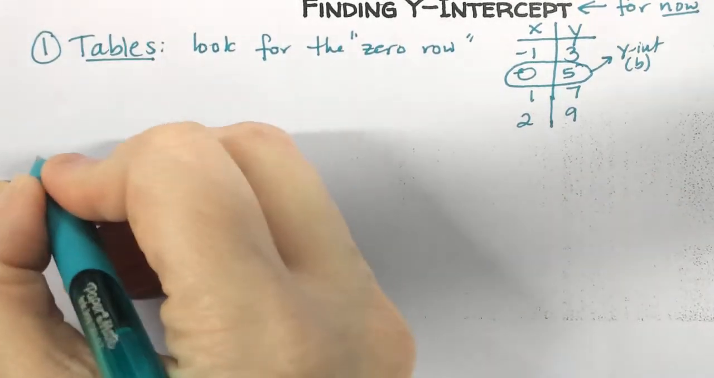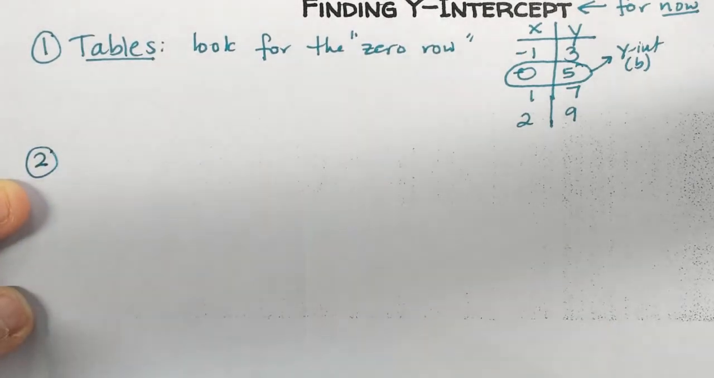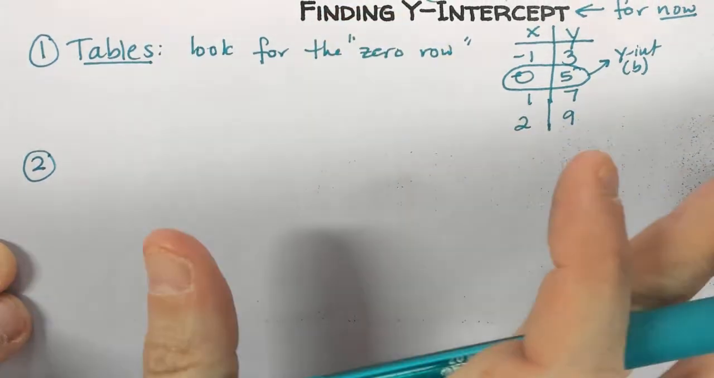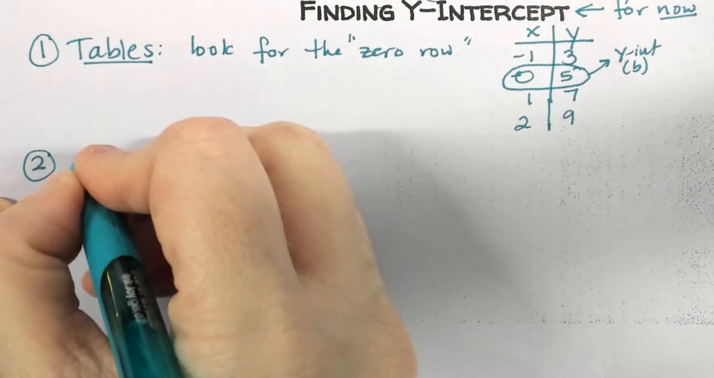Okay? Number 2. Okay, questions about that so far? We okay so far? It really is. And all of these are obvious. They're all going to be really obvious, okay? The second one is a graph.